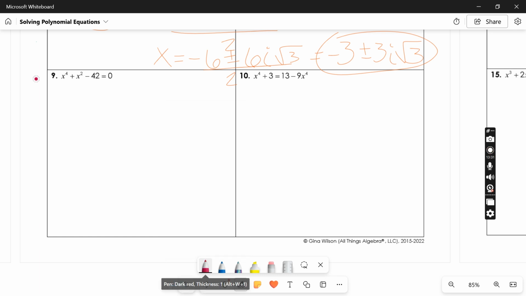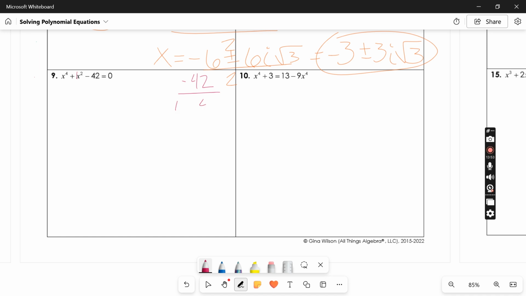Okay, this one's what we call a quadratic form. So we're going to look at this the same way we would if it just said x squared plus x minus 42. I'm going to look at the factors of negative 42 that add up to 1.